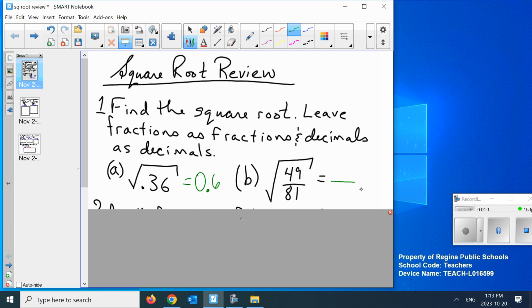So this, I don't need a calculator for this. I do the square root of the top. The square root of 49 is 7. The square root of 81 is 9. Good. Okay.